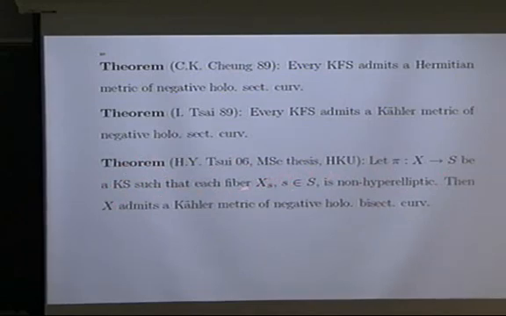That surface. So now, if we suppose that each fiber in this Kodaira surface is non-hyperelliptic, okay, so make this assumption, then X admits a Kähler metric of negative holomorphic bisectional curvature. So this is the theorem, okay, of this thesis.